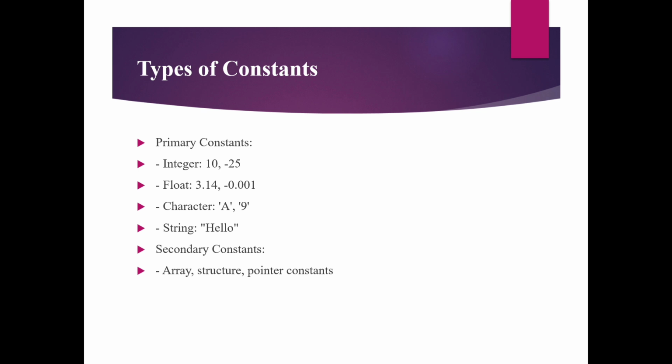Next up is secondary constants. These are a bit more advanced and include arrays, which are constant in size or value, structures where fields are not allowed to change, and pointers that point to constant data or cannot be reassigned. While you will mostly use primary constants as a beginner, knowing that secondary constants exist helps you plan more secure programs in the future.